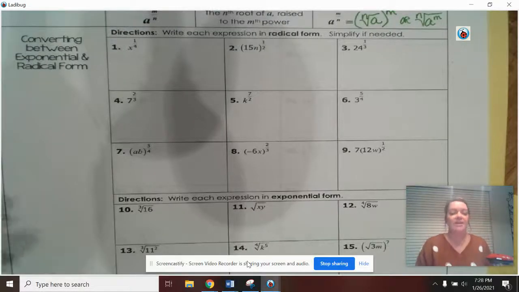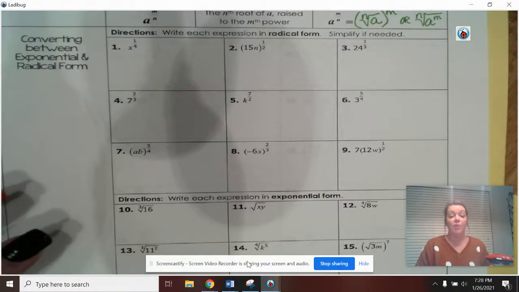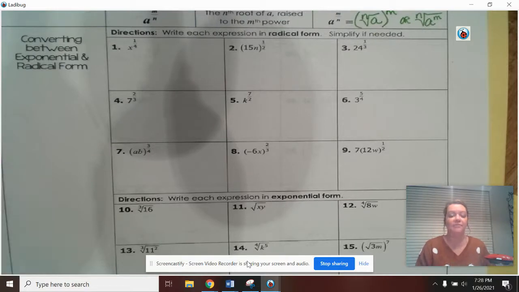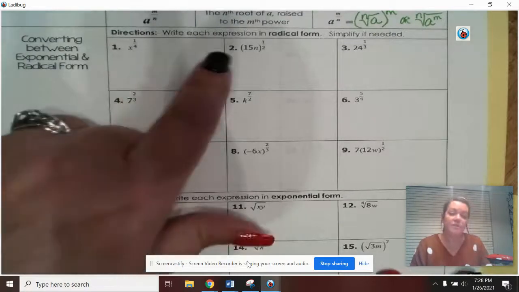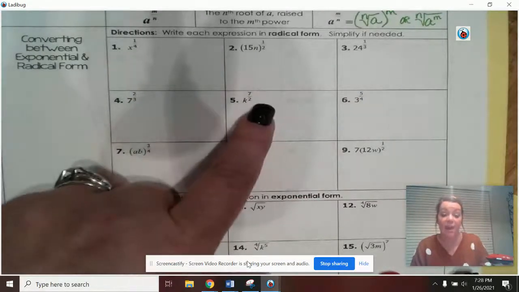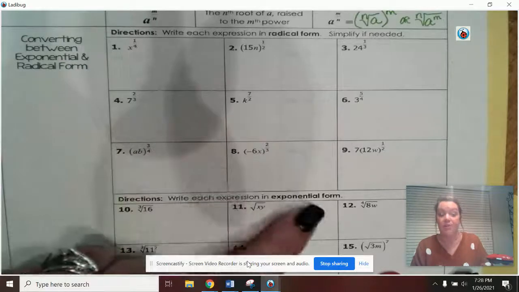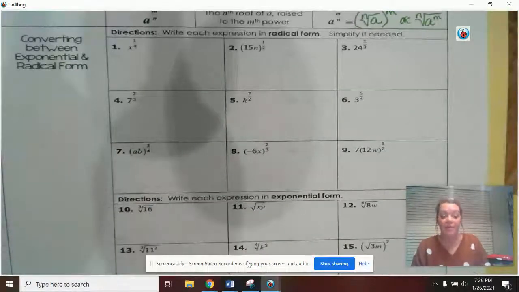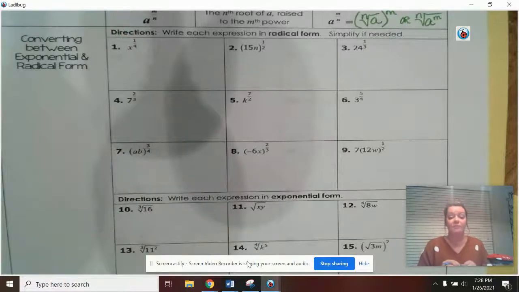The directions here say to write each expression in radical form and simplify if needed. So all of these expressions have what we call a rational exponent. The rational exponent means that there's a fraction. They're all raised to a fraction. So we're going to write them in radical form. We're going to use those rules that we just did at the top of the page and get them in radical form.